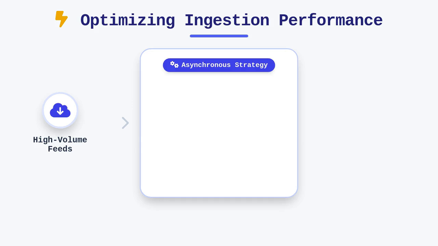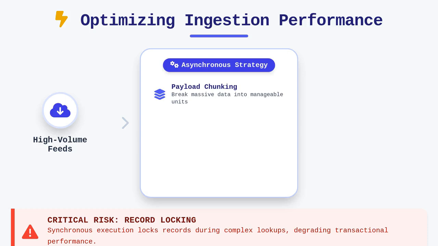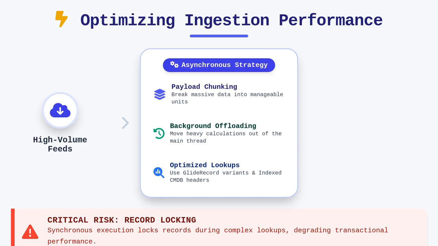If you are noticing transactional performance metrics degrading, it is likely due to synchronous script execution that locks specific records while the transform map attempts to perform complex lookups. To eliminate these record locking conditions, one should aim to offload heavy calculations to background jobs and ensure that the transformation scripts are optimized for speed. This often involves replacing standard database queries within the scripts with more performant GlideRecord variants or utilizing indexed lookups that point directly to the configuration management database headers. By establishing a stable processing baseline, we ensure that the continuous flow of data does not overwhelm the instance resources during peak assessment windows.